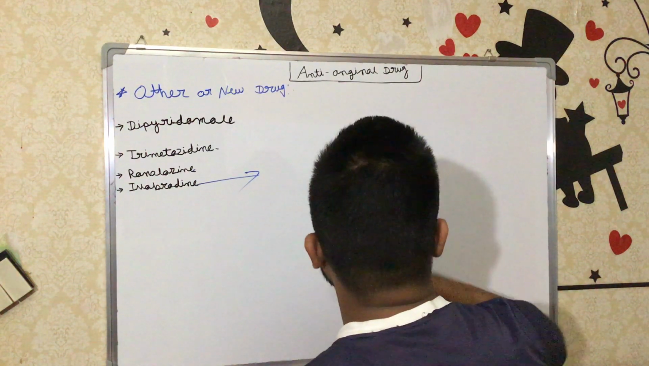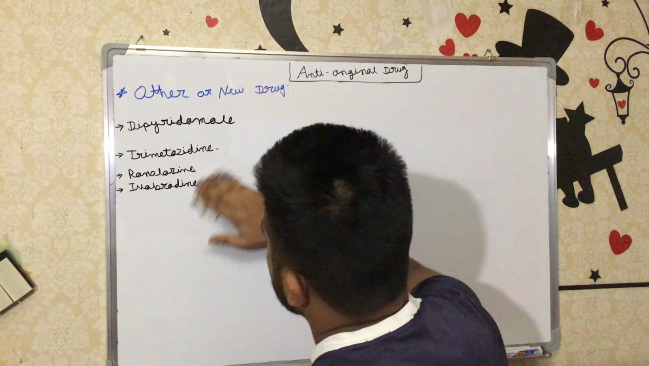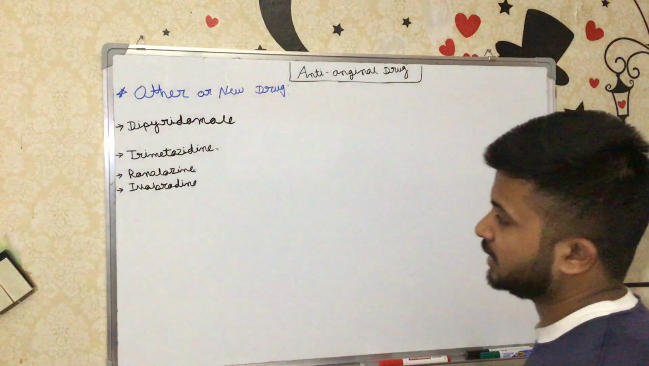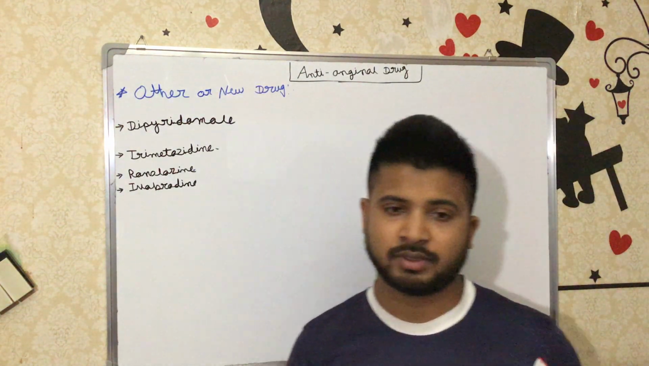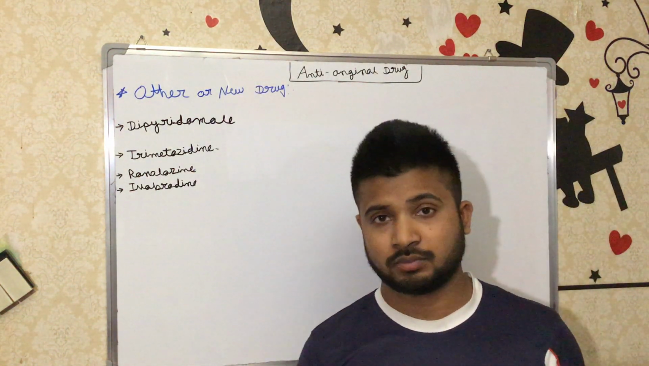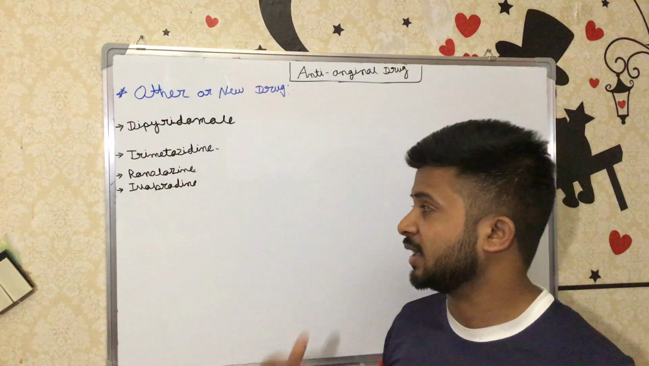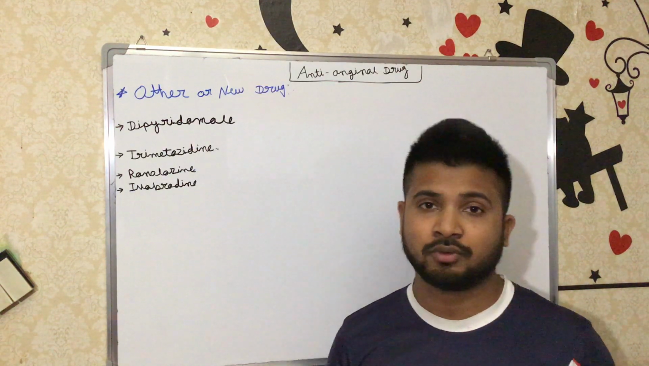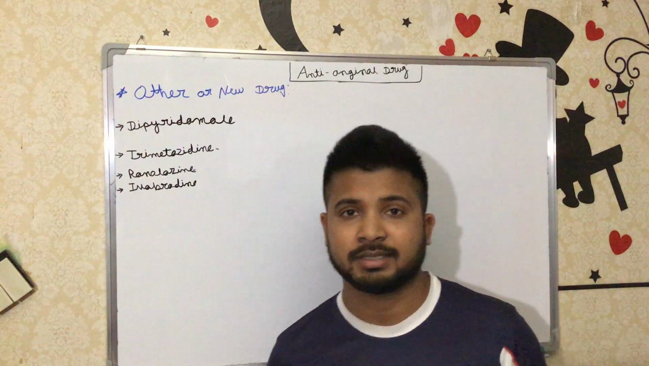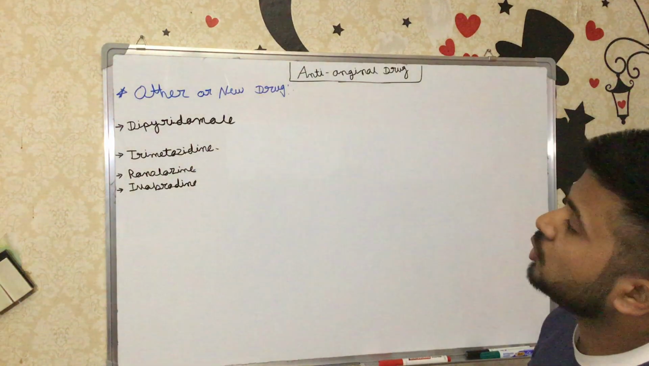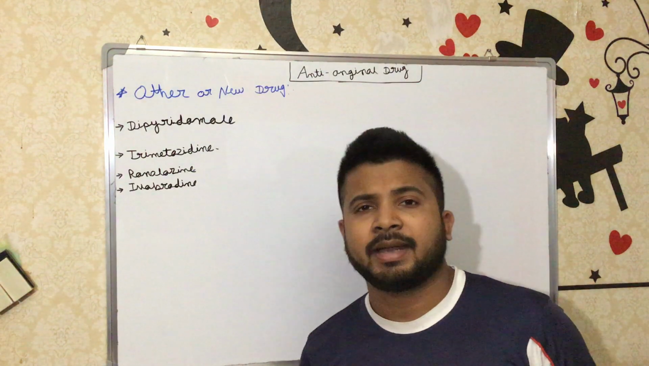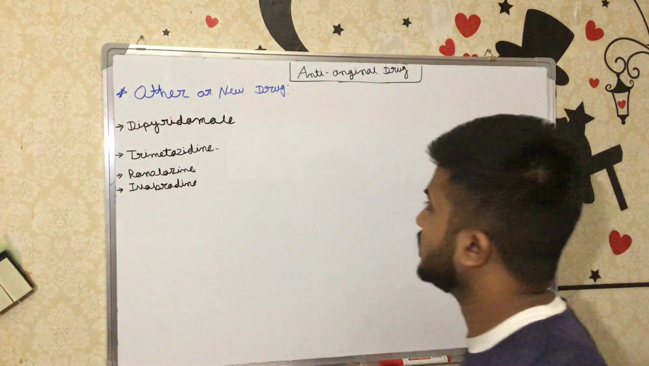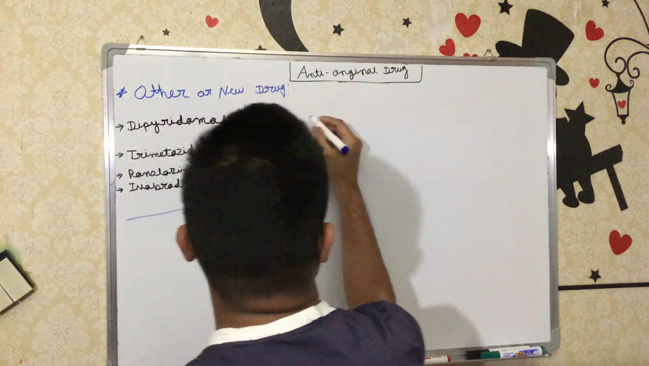About the side effects, they are almost the same. It is also metabolized by cytochrome P3A4, so we cannot give drugs that inhibit CYP3A4 along with this drug, because it is an absolute contraindication. Okay, so now we have discussed all the important anti-anginal drugs. Now let's summarize how we can manage them.